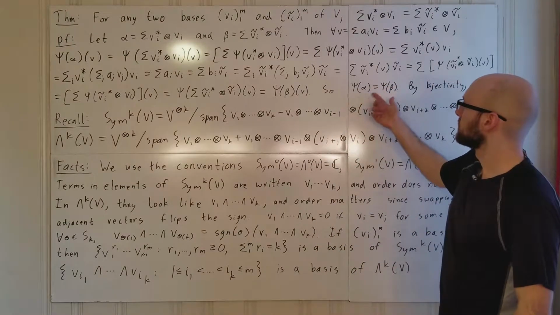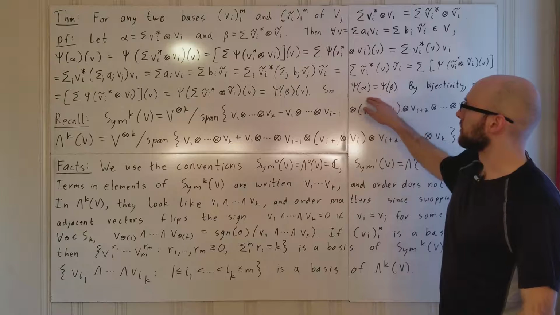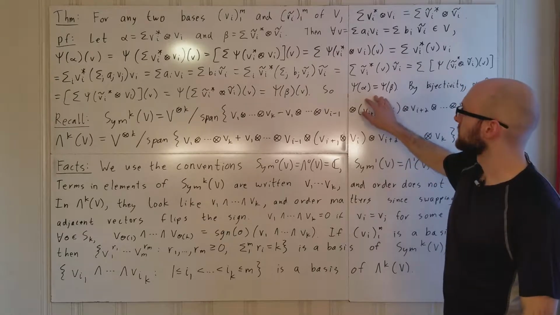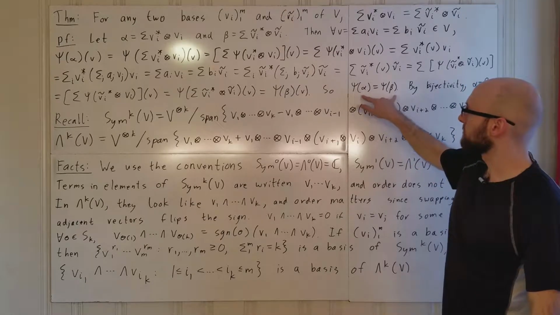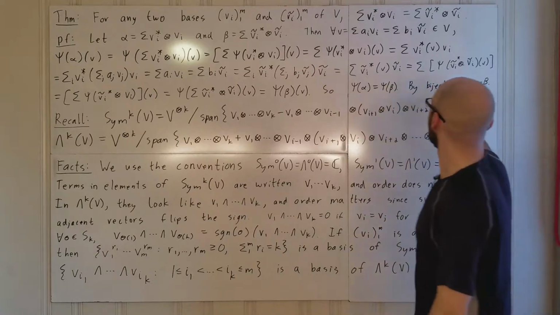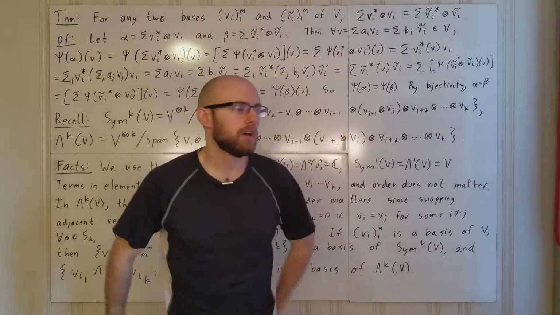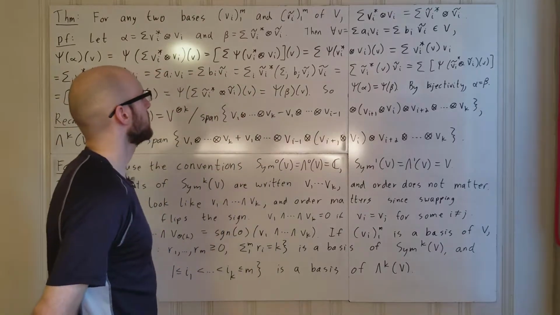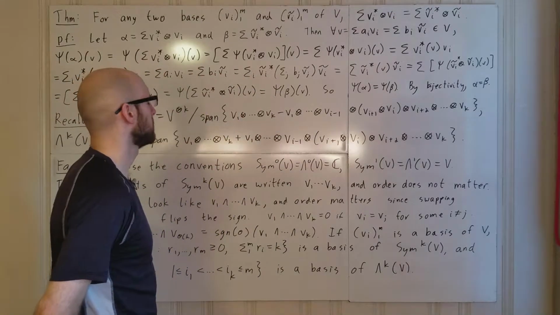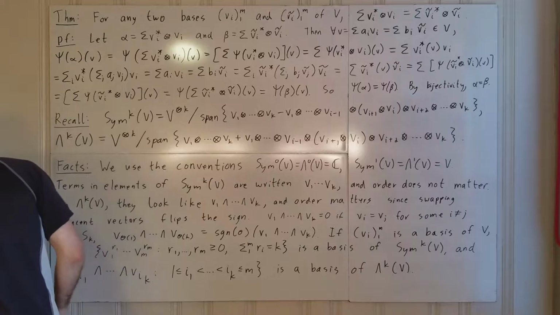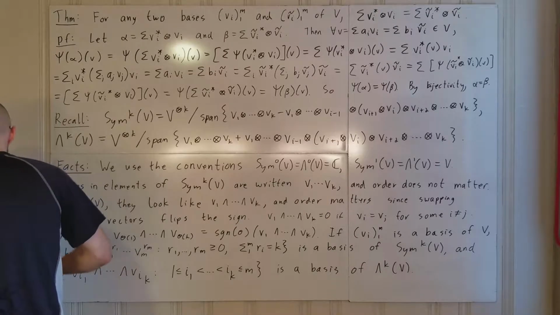Because bijectivity implies surjectivity, so if psi maps these two things to the same place, then you must have started from the same place. Oh, well, wait a minute. I don't think that actually uses that second part where we had finite dimensionalness.